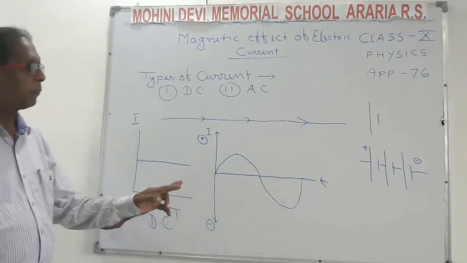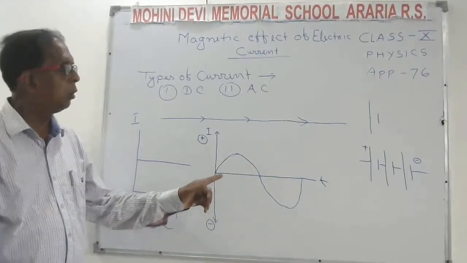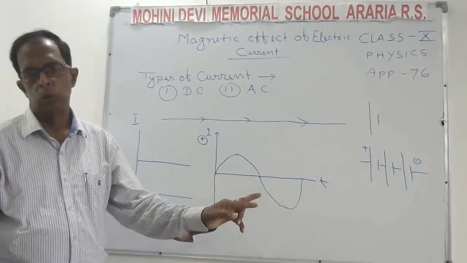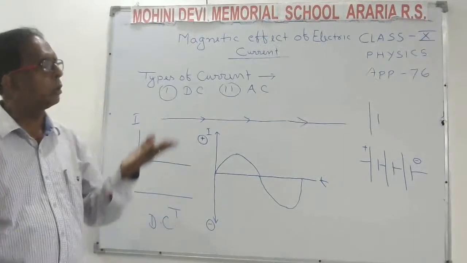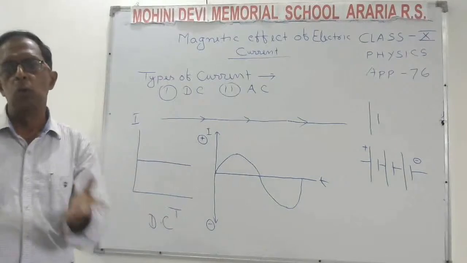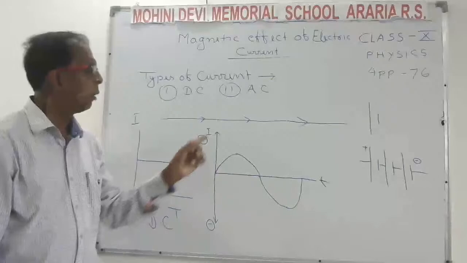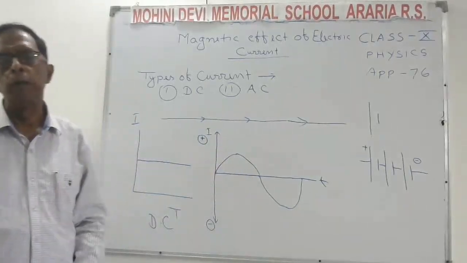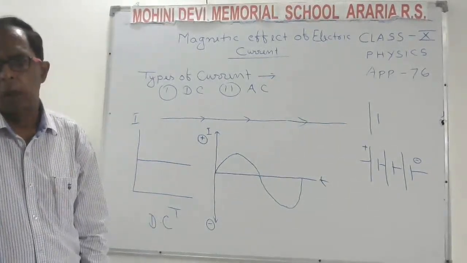It means it changes direction 100 times, and also becomes zero 100 times. The current reaches zero, then starts and goes to highest, and again it comes to zero, then it goes to lowest, and then again it comes to zero. In this way, it completes one wave, and such 50 waves are formed during propagation of the AC current.